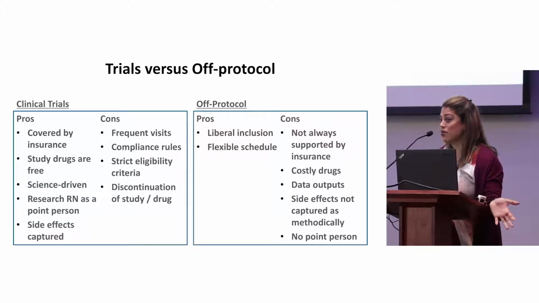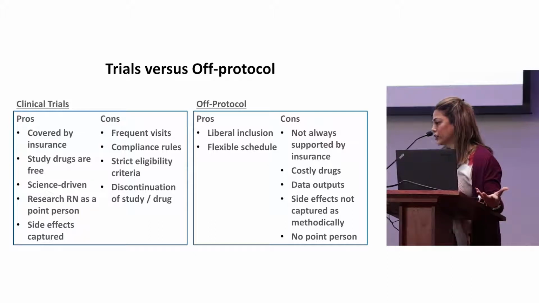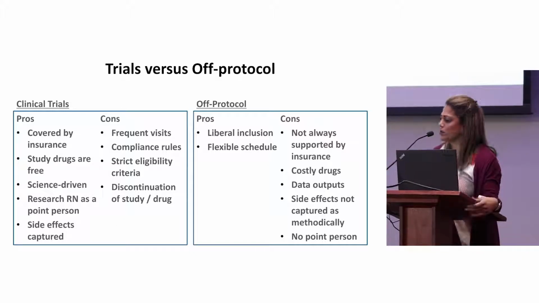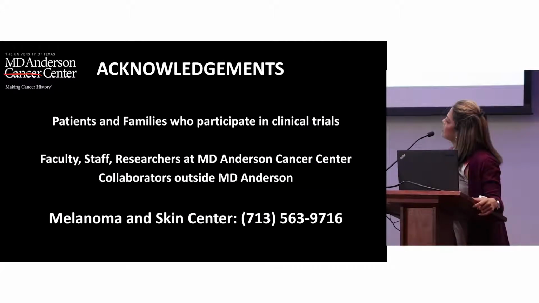And you don't really have a point person when you're doing something off protocol. So you'll call that study, that clinic nurse, but you're patient number 150 to her. They care about each and every one of you guys, but they're not as balanced about taking care of patients that are off protocol. So that's kind of all I had as far as adjuvant therapy.